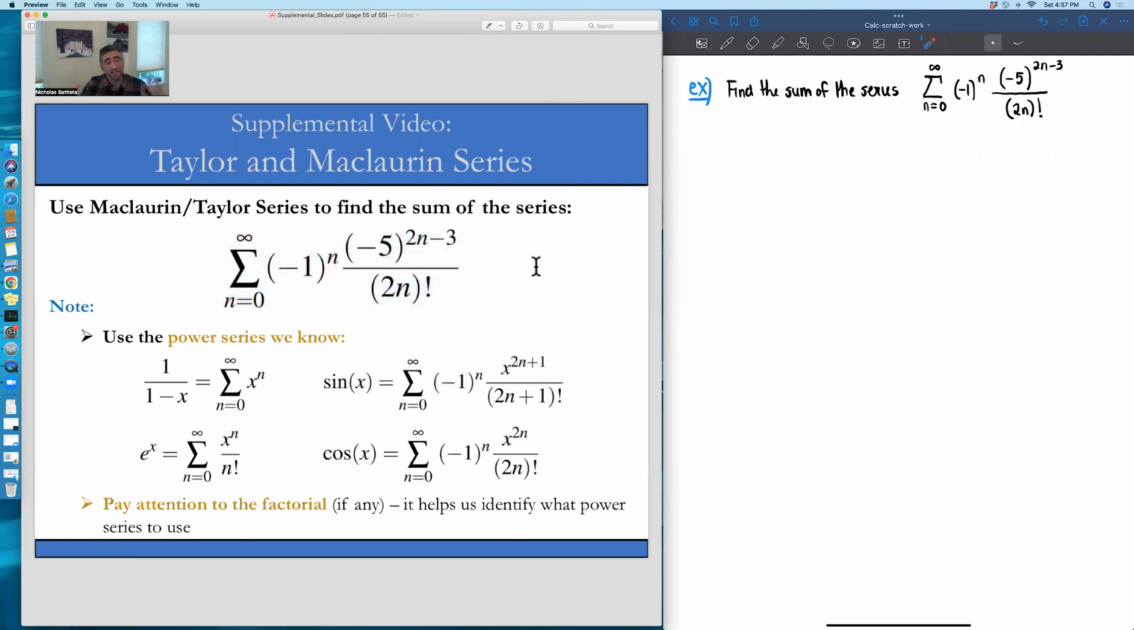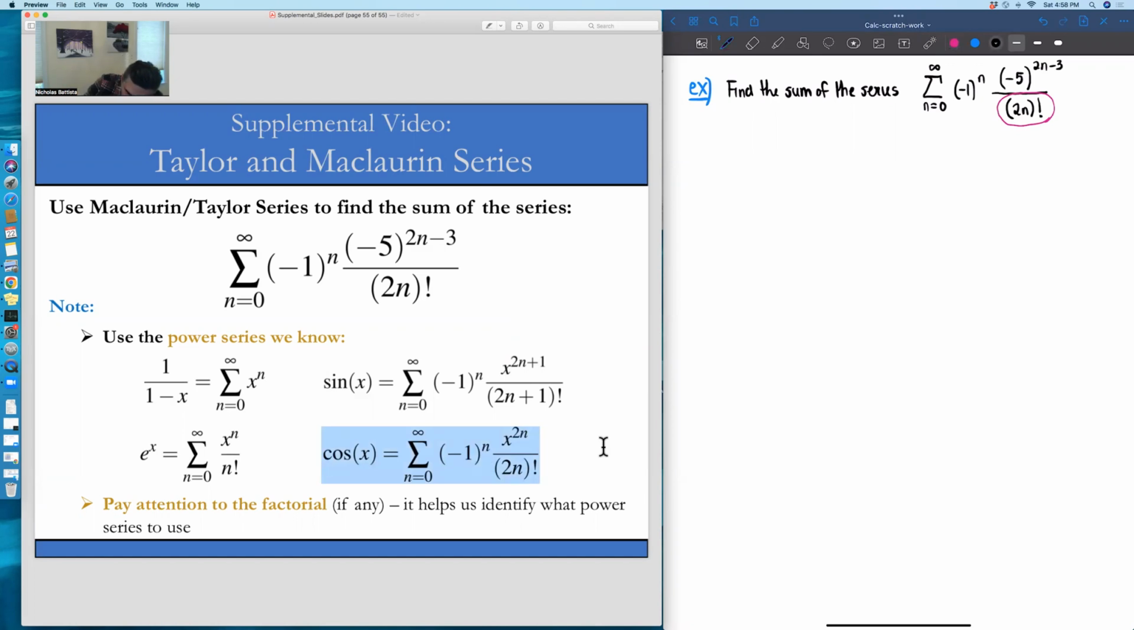So the first thing that I like doing in this problem is, of course, listing out all the power series I know something about, like the 4 we see here: 1 over 1 minus x, e to the x, sine of x, and cosine of x. The next thing I try to do is identify the factorial if there is one. In this case, we have a (2n)! in the denominator, and that will help us identify which power series and function this is related to. Looking for the (2n)! leads us to cosine.